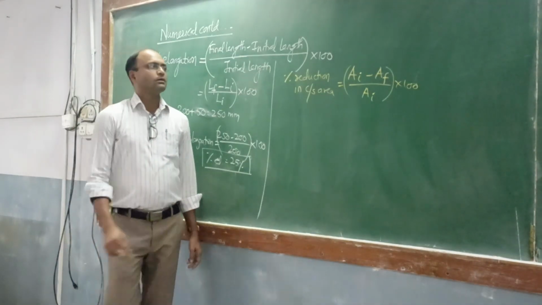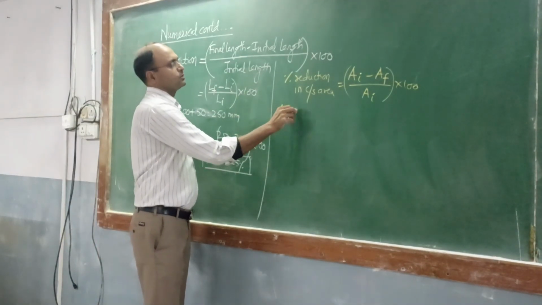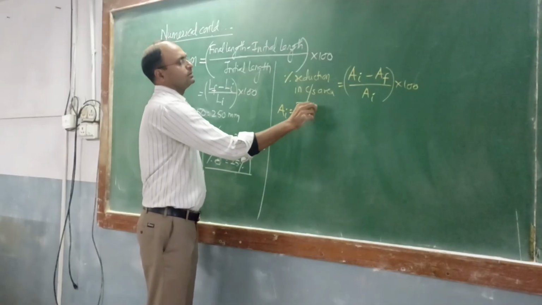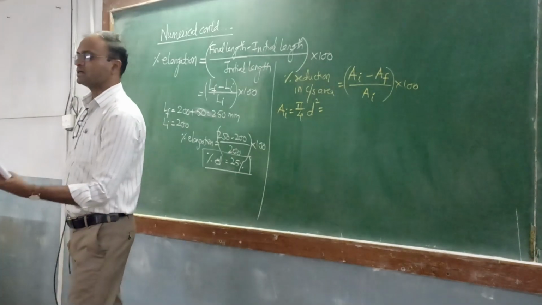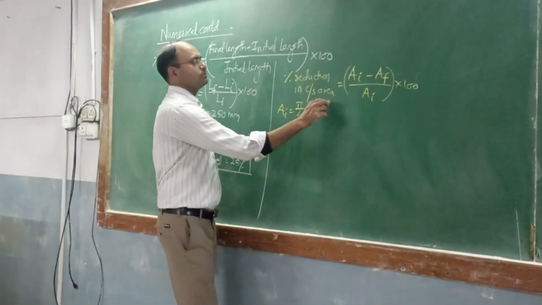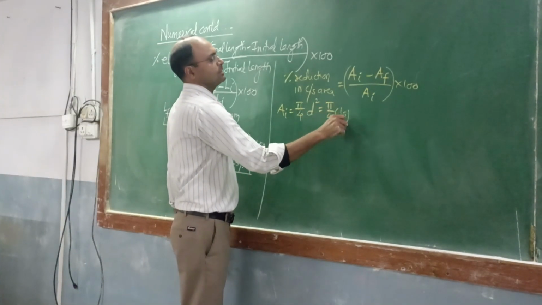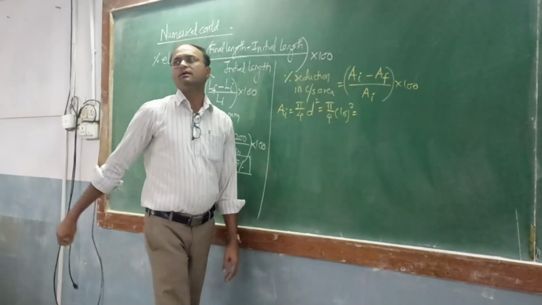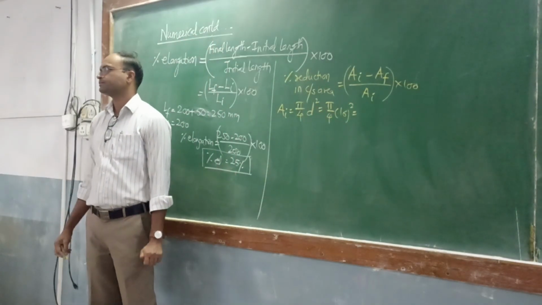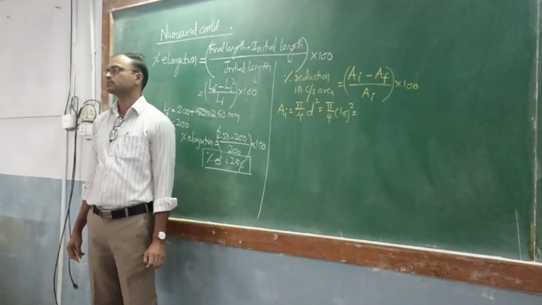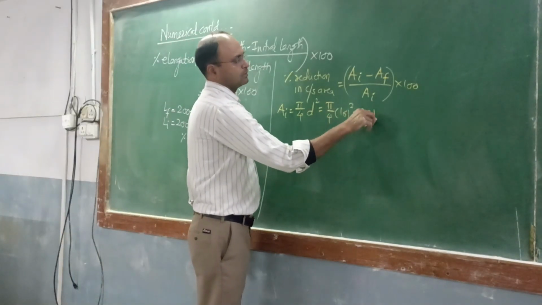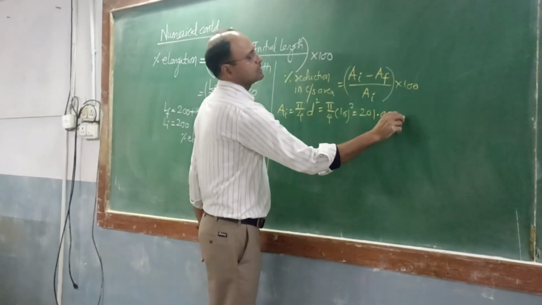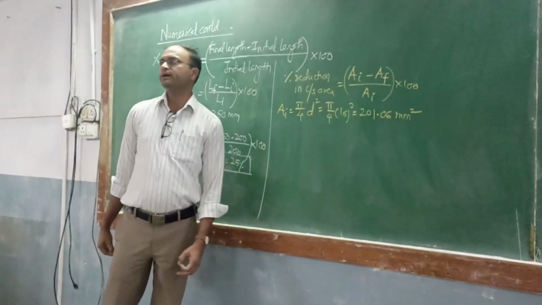Initial area (AI) is equal to pi by 4 d square. What is the initial diameter of the rod? Diameter was 16 millimeters. So pi by 4 into 16 square. This is the initial cross-sectional area. Take the value 201.06 millimeter square.